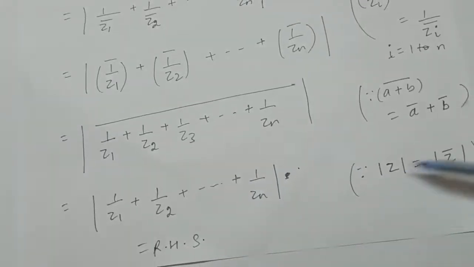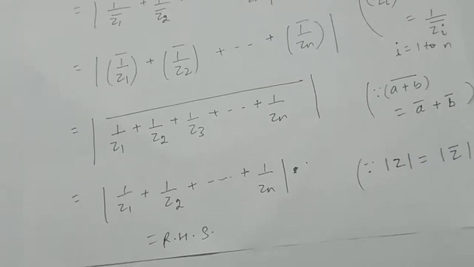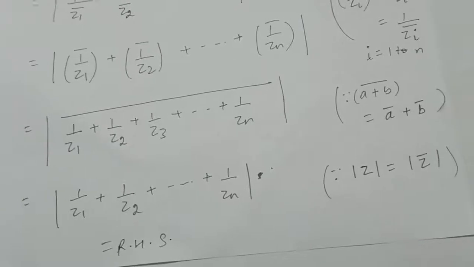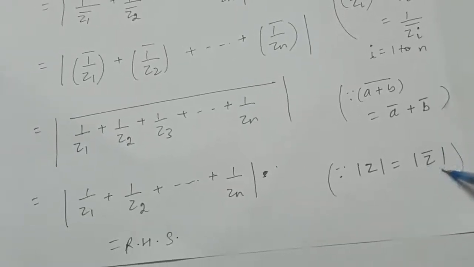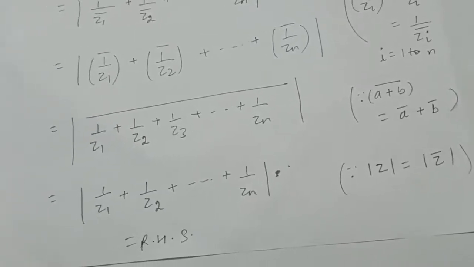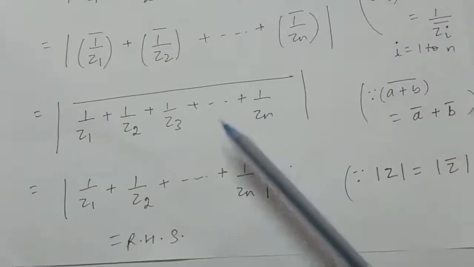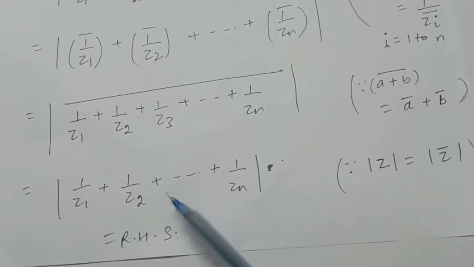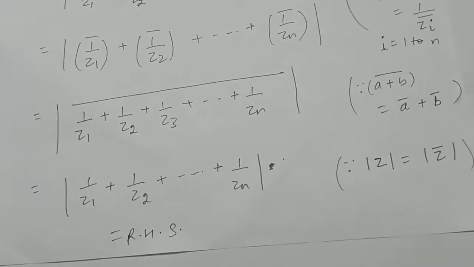You can check it by taking any example, z as equal to a plus iota b, that modulus of z will be root a square plus b square, and z conjugate will be a minus iota b, and the modulus of that, root a minus iota b, will also be root a square plus b square only. So we can write this as just equal to modulus of this, right? And this is nothing but the right hand side. This is what we wanted to prove.